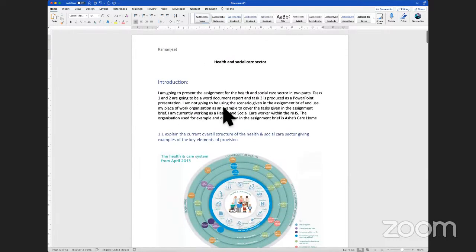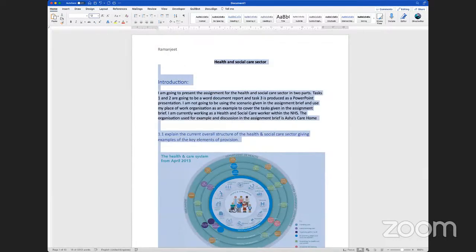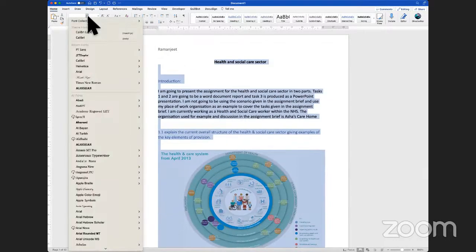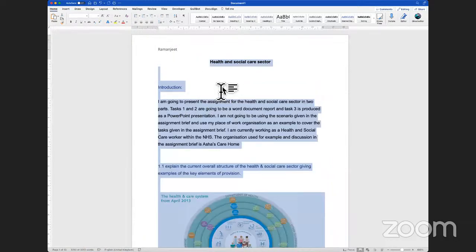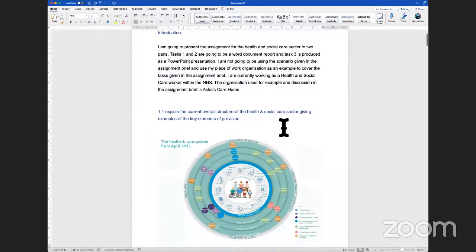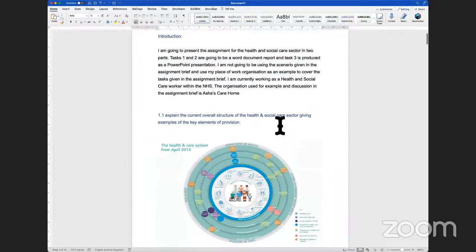So if I look at formatting the document, I normally use font size 12. I would normally use Calibri or Arial font. And then I will also use a line spacing of 1.5, which makes the document nice and presentable, easy to read and easy to see.